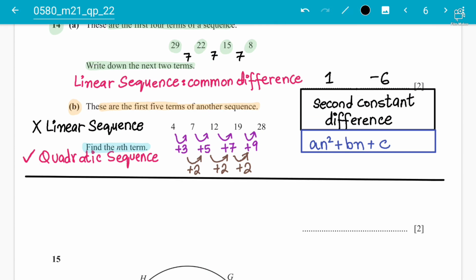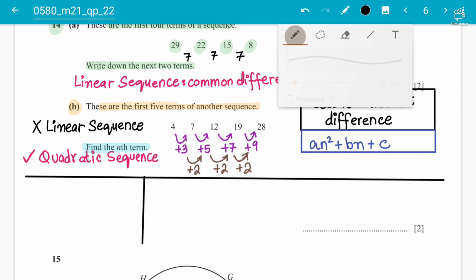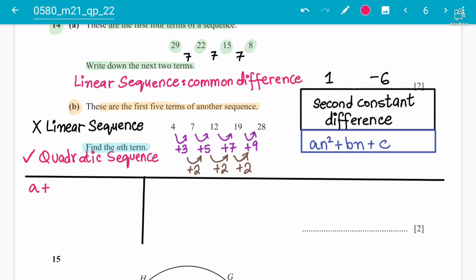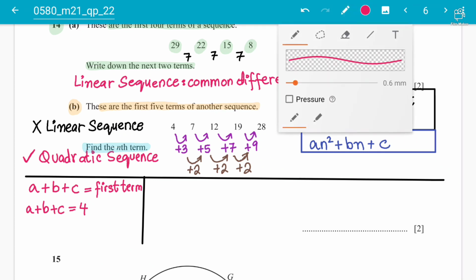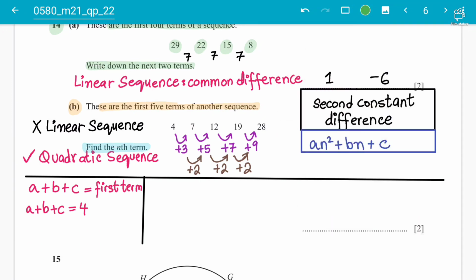The first formula is that a plus b plus c always results in the first term. So I'm writing it down. Whatever the value of a plus b plus c is, it will result in the first term, and in our case the first term is 4. If you get this explanation, you can solve all types of quadratic sequences, students. So a plus b plus c is going to be equal to 4, because this is the first formula, that a plus b plus c will always result in the first term. Hope everyone is getting this lecture properly.